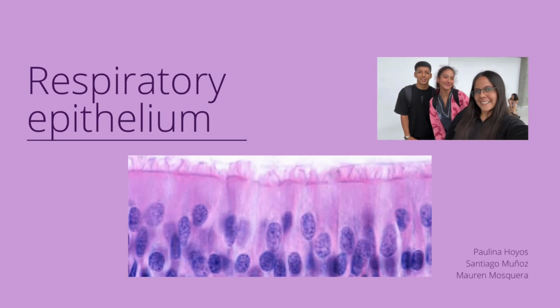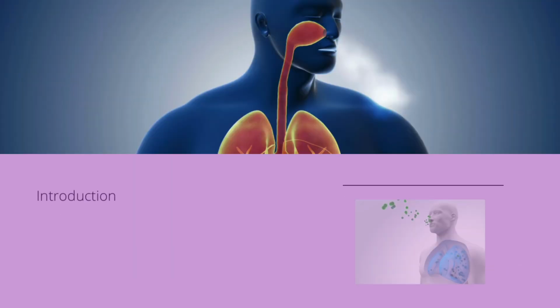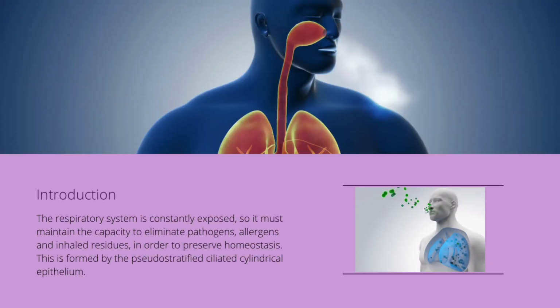In this video, we'll make a brief presentation of the topic respiratory epithelium and its importance in the system. The respiratory system is constantly exposed, so it must maintain the ability to eliminate pathogens, allergens, and inhaled residues in order to preserve homeostasis. In addition, it is formed by the pseudostratified ciliated columnar epithelium.